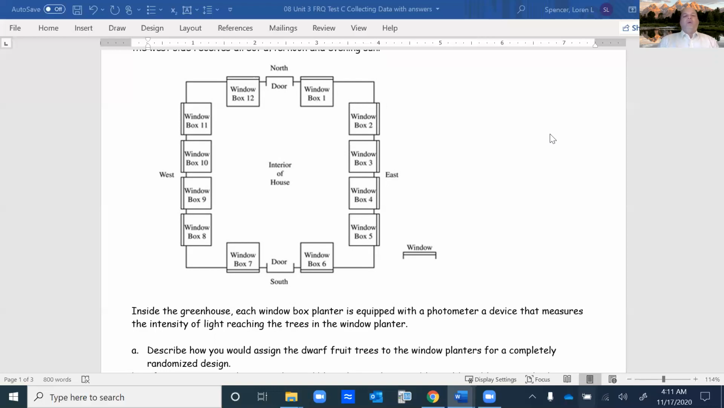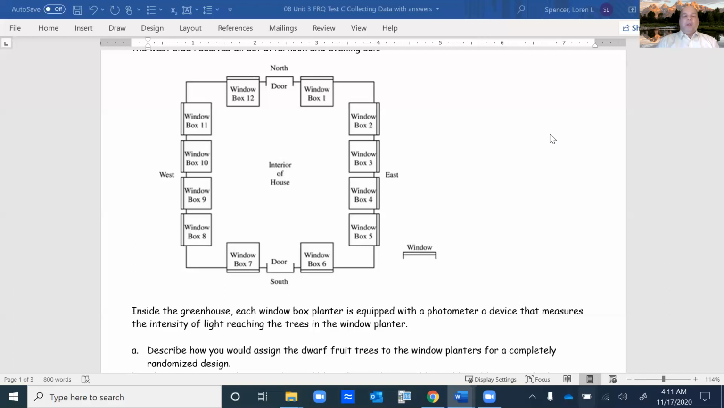So what I would do in order to do that is, and you still have to have randomization, in this particular case, I would number the apple trees 1 to 12. I'd put 12 slips of paper in a hat and mix and draw. Standing by window box 1, the number drawn would go to that window box. I go to window box 2 and draw an apple tree number. The tree associated with that number would go to window box 2, and I'd go around until all the apple trees were assigned.